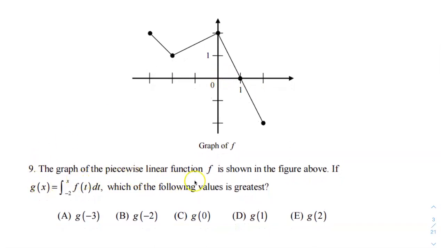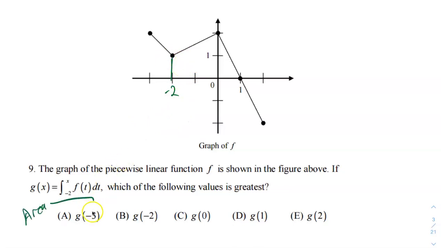Next one. The graph of a piecewise linear function f is shown in the figure above. So this is the graph of f. If g of x equals the integral from negative 2 to x of f of t, which of the following is the greatest value? So this is like an AP FTC question. Here we have the integral from negative 2, which starts right here, to whatever value. That's just the area. That's all this means.